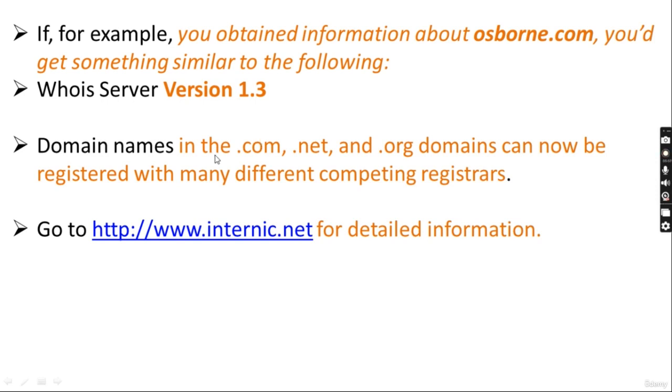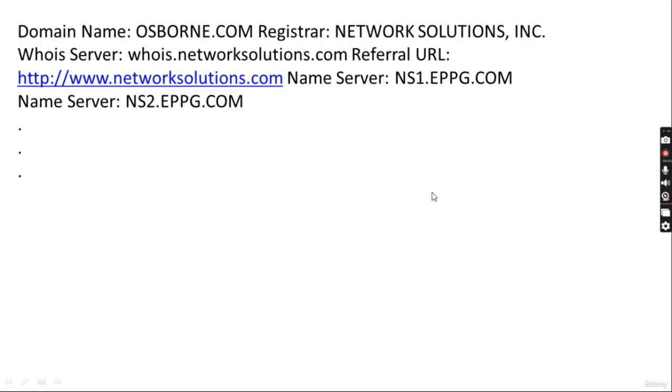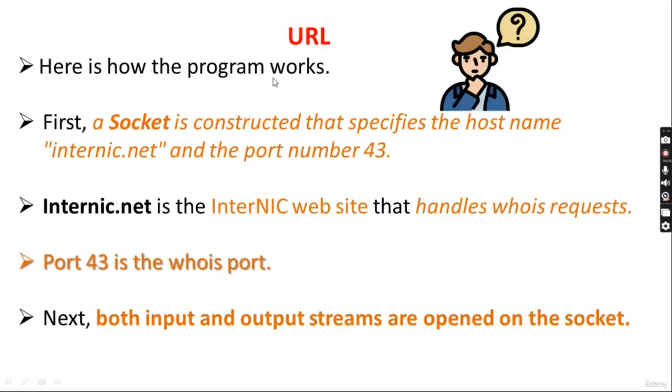Okay. And what is the new thing? .com, .net and .org domains can now be registered with many different competing registrars. Okay. Next is URL. First, what is a URL? First, a socket is constructed that specifies the host name internic.net and port number 43. Okay. So the socket is constructed with host name internic.net and port number 43, the WHOIS server.